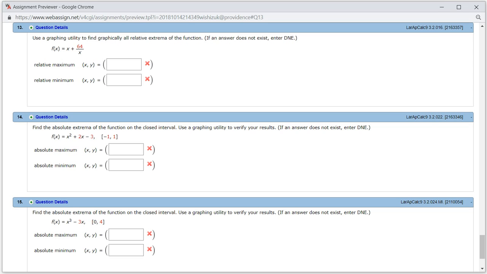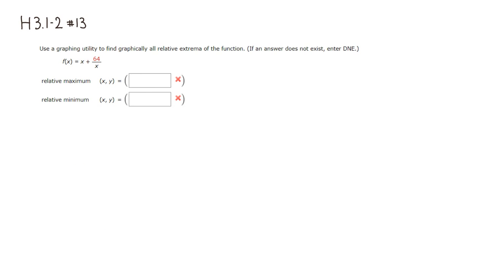All right, let's look at homework 3.1, 3.2, number 13. It says to use the graphing utility, but I'm going to actually do it by hand. So f of x is equal to x plus 64 over x. We just need to take the derivative.